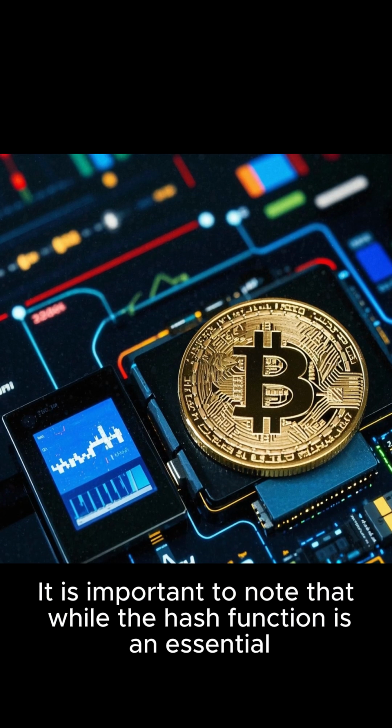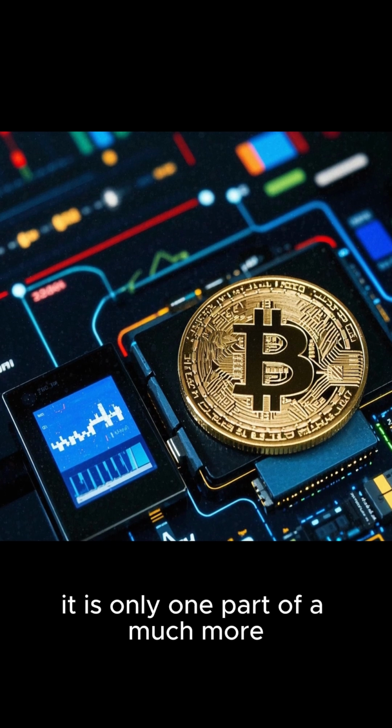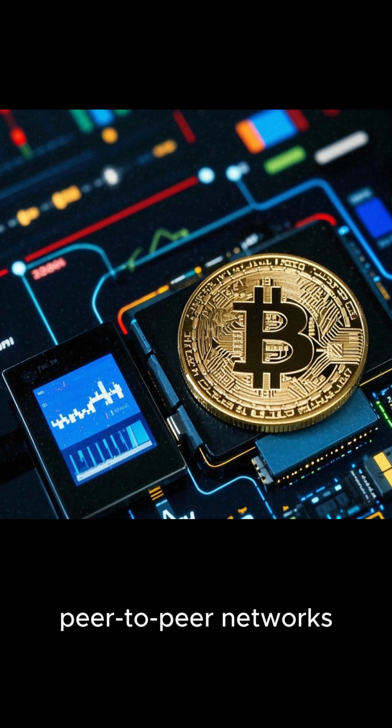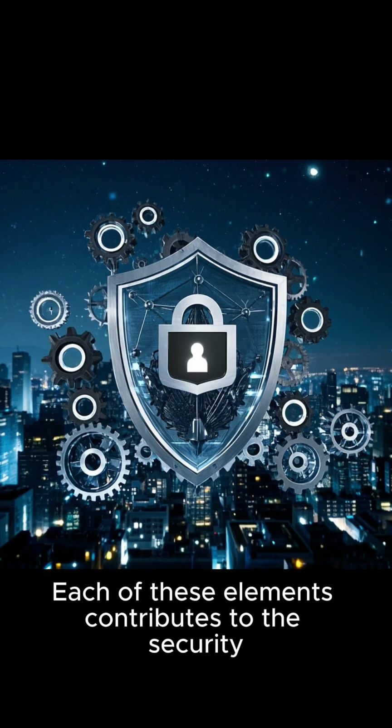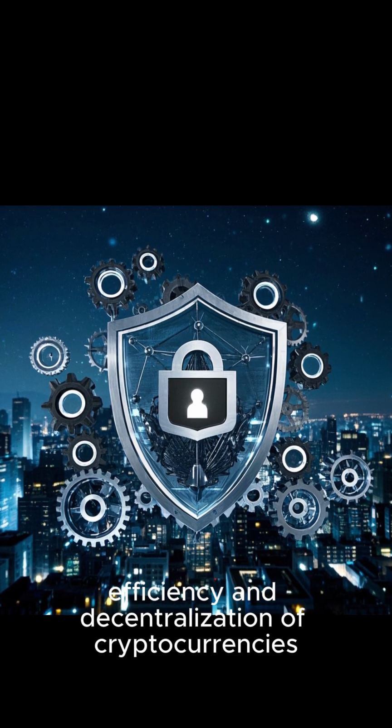It is important to note that while the hash function is an essential part of the cryptocurrency system, it is only one part of a much more complex system that includes public key cryptography, peer-to-peer networks, and consensus protocols. Each of these elements contributes to the security, efficiency, and decentralization of cryptocurrencies.